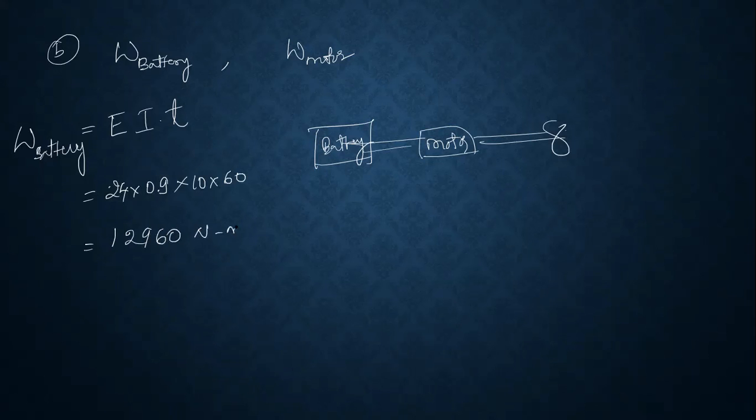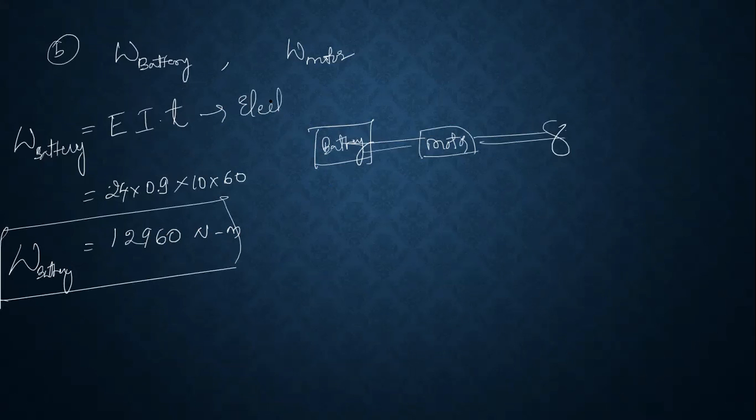12960 Newton meter. This is the work done of a battery, and that is how you will calculate it. It is electrical work.